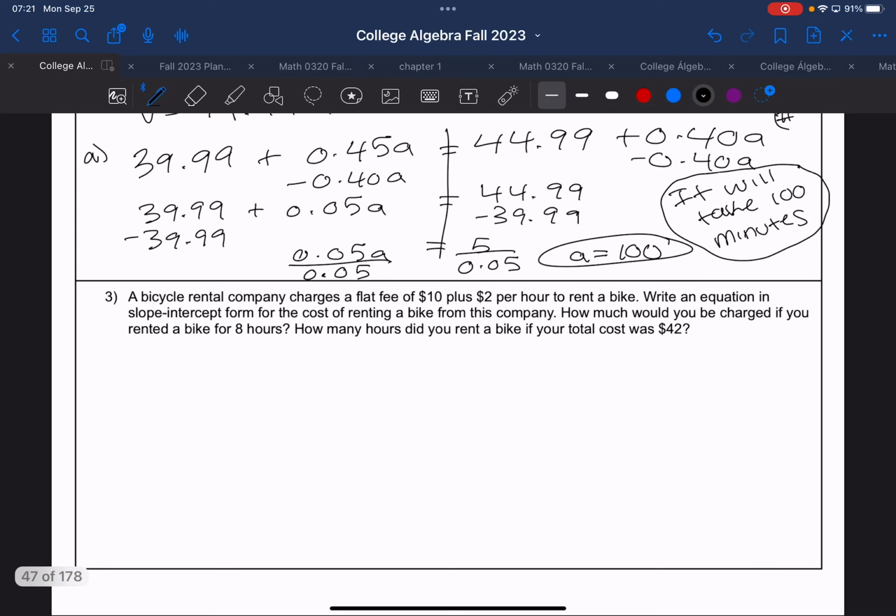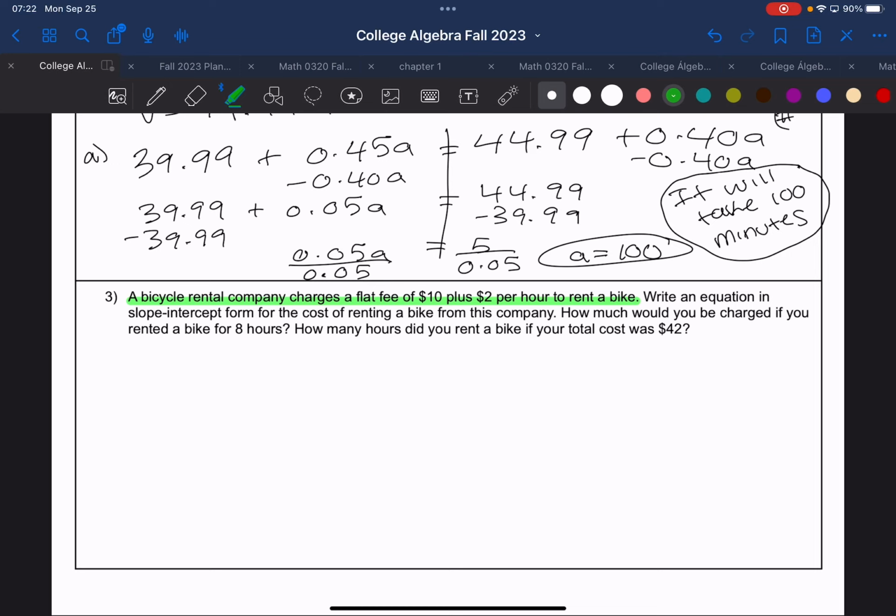Okay, number 3 says a bicycle rental company charges a flat fee of $10 plus $2 per hour to rent a bike. It says write an equation in slope-intercept form for the cost of renting a bike for this company. Okay, so in this case, we're not writing two equations. It's just telling us to write one equation, and that equation is in that first sentence. So a bicycle rental company charges a flat fee of $10 plus $2 per hour to rent a bike.